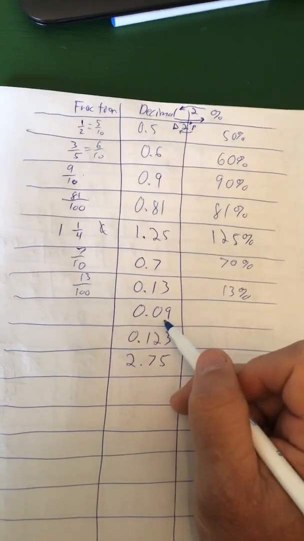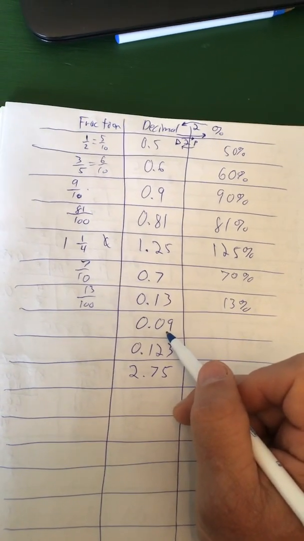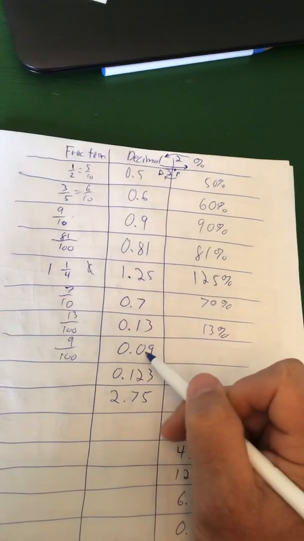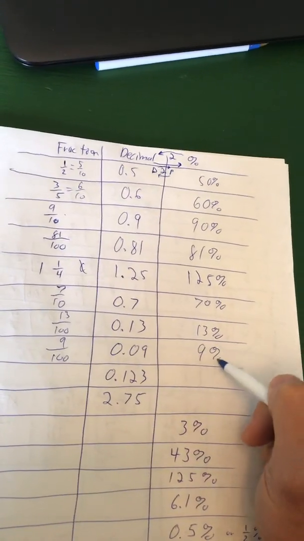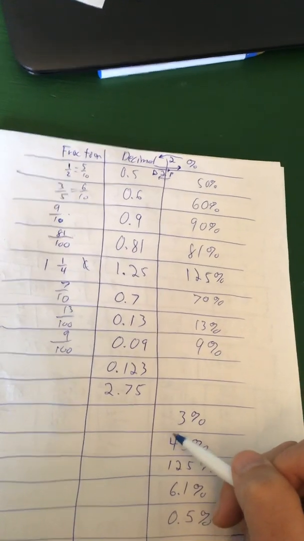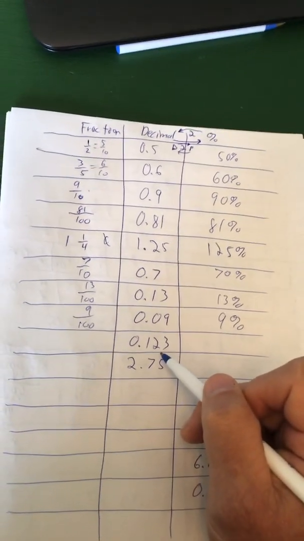You give it a try. Hit pause. This is 9/100. Move it 2. This is 9%. Moved it 2. Now here's the tougher one here. Hit pause. See if you can do it.